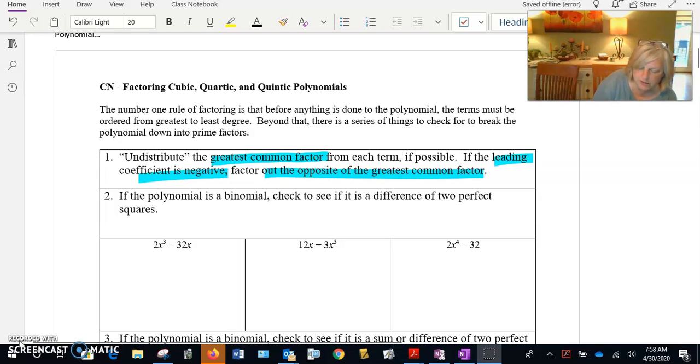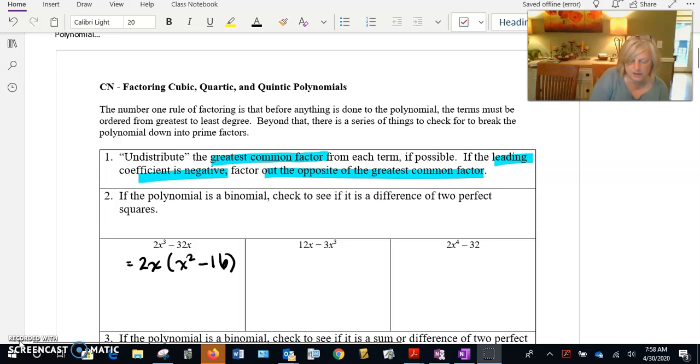So here we have 2x cubed minus 32x. The first thing I'm going to say is that there is a GCF. My GCF is going to be 2x. So I do want to pull that out. And when you are factoring it out, remember you're just dividing it out. 2x cubed divided by 2x is going to leave us with x squared. And 32 divided by 2 is going to leave me with 16, and I pulled the x out.